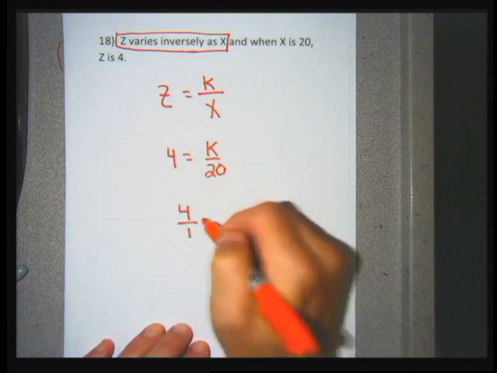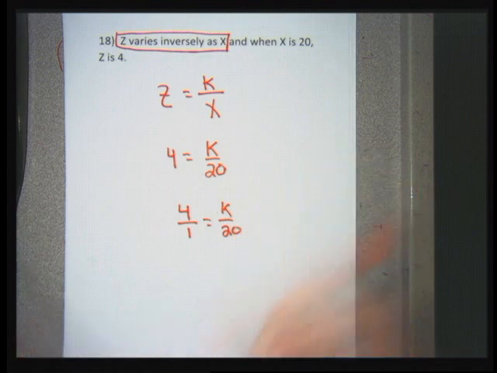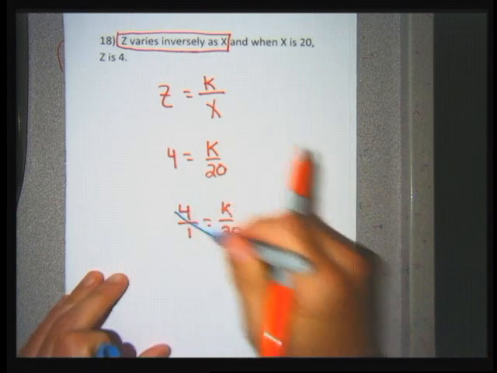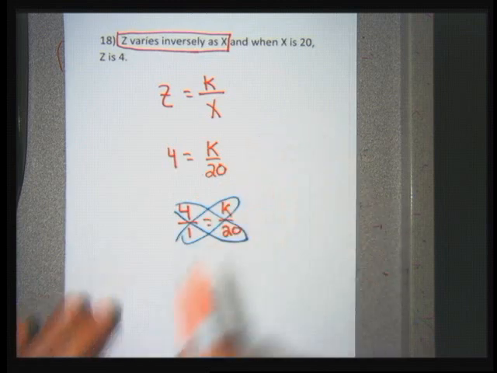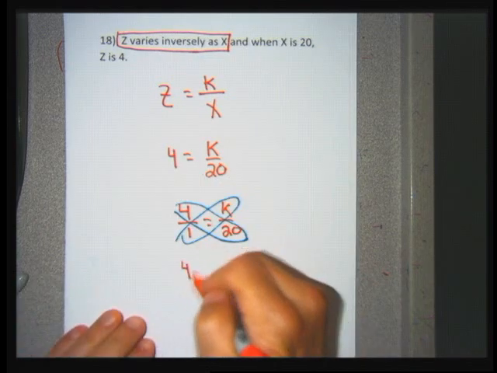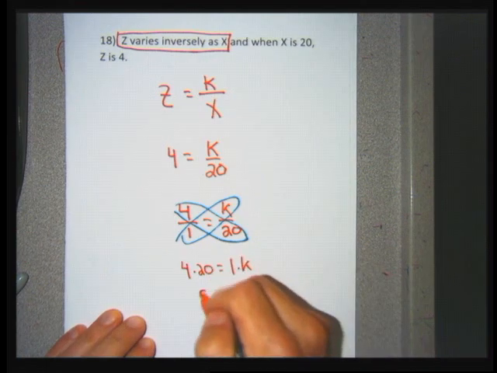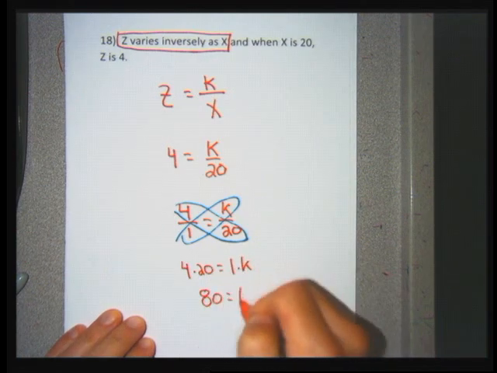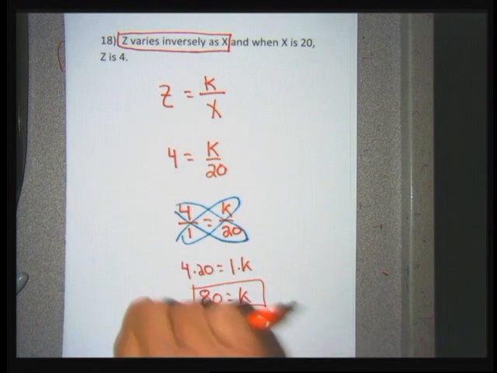If I'm going to solve by cross-multiplying, I need both sides to be written as a fraction. I can write the 4 as a fraction by writing it as 4 over 1. I'm going to cross-multiply down, cross-multiply up. When I do that, I get 4 times 20 equals 1 times k. That's going to give me 80 equals k. And it doesn't matter what side of the equal sign the k is on, so k equal to 80 or 80 equal to k are both correct answers. Ultimately, if this was a test, I'd just be looking for the number 80 anyway.